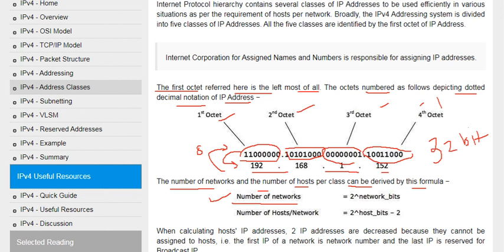So there is a formula to calculate the number of networks, that is 2 raised to n network bits, and to calculate the number of hosts per network, the formula is 2 raised to host bits minus 2. So these are the two formulas to calculate the number of networks, or the number of hosts which are connected in a network. We can easily calculate by using these formulas.